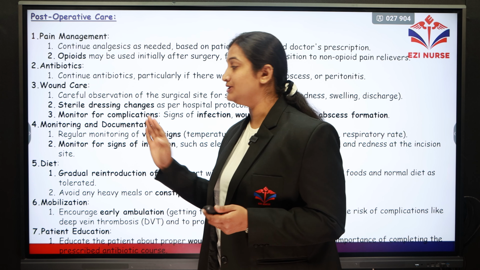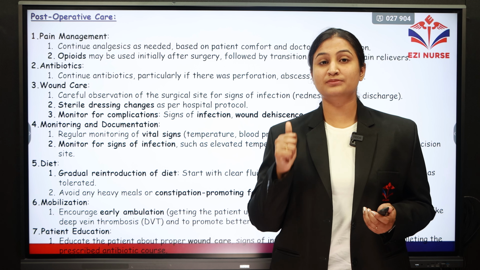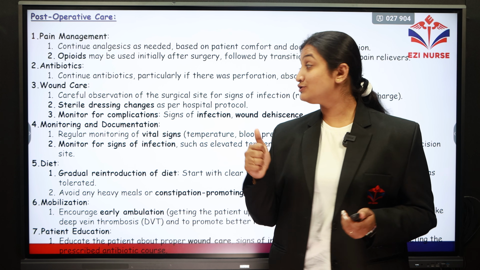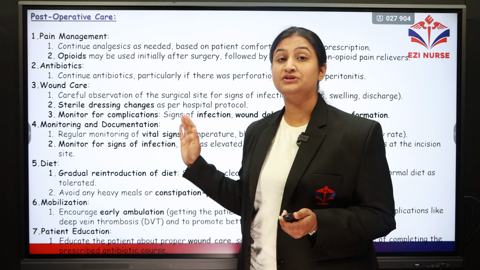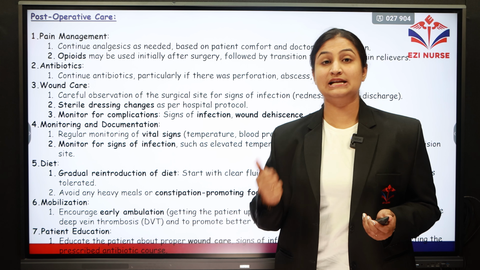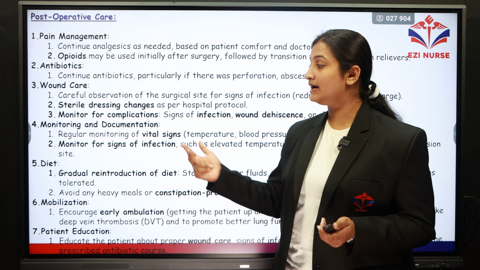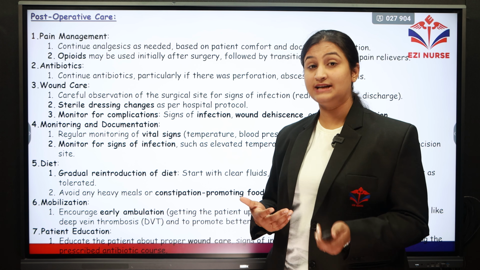Then monitoring and documentation. As nurses, always remember that we have to document, we have to write it, and we have to ensure regular monitoring of vital signs and of the signs of infection, whether there is any phlebitis or sepsis. All this must be checked. Then, what are their dietary patterns?